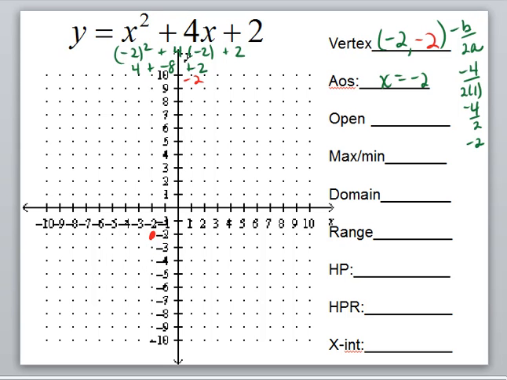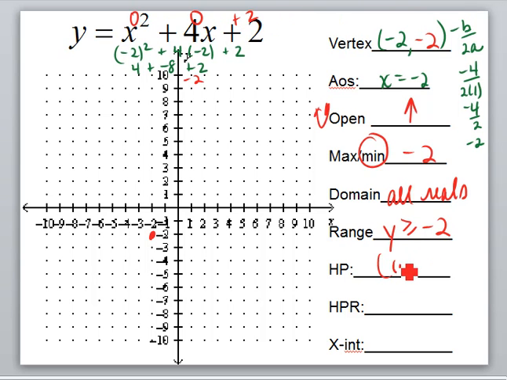The a is positive, so I know it goes up. Since it goes upward, this is a minimum. The minimum happens to be negative 2. The domain is all reals, and because it's going up, the range has to be that y is greater than or equal to negative 2. The helper point is when I put 0 in for the x's, so I get 0, 2. 0, 2 is right here. Going the same distance away, 2 units, I get my other helper point of negative 4, 2.